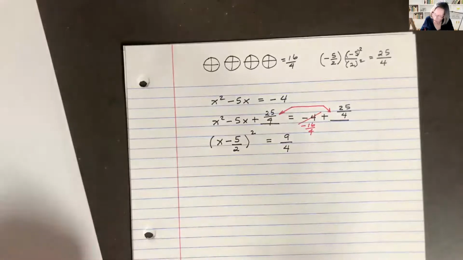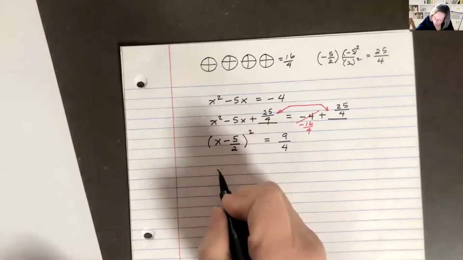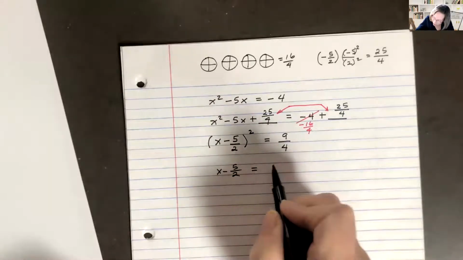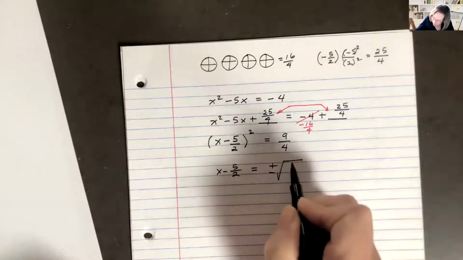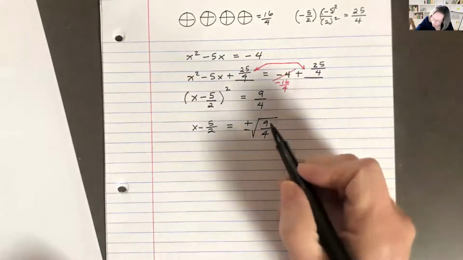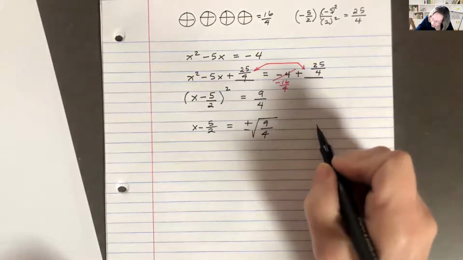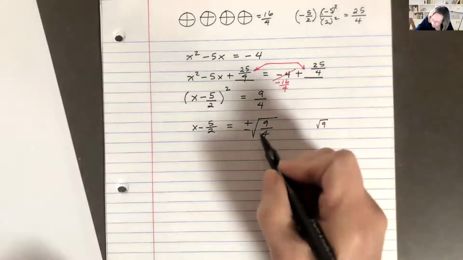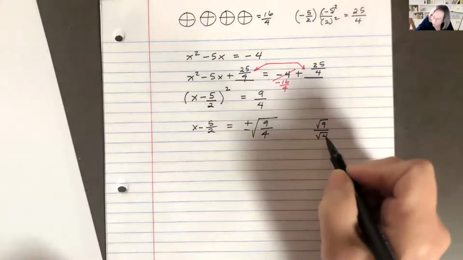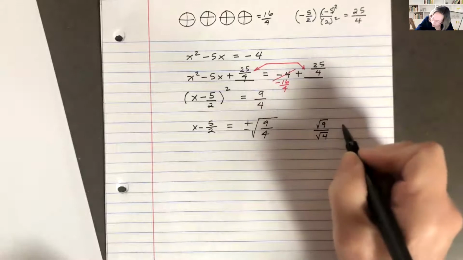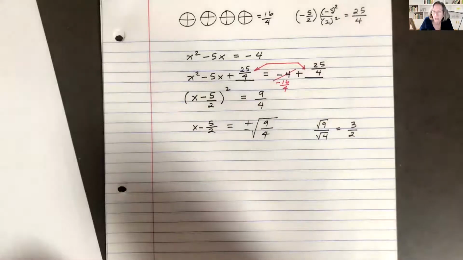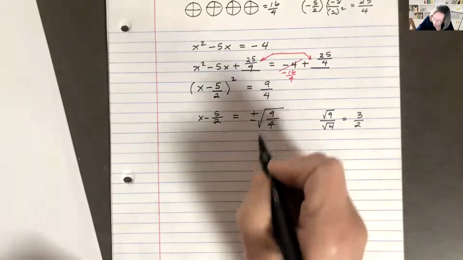So on the left side, this squared, the square root is just that factor, x minus 5/2, equals on the right side, positive and negative square root of 9 fourths. Okay, kind of thankfully, 9 and 4 are both perfect squares. This is equivalent to, because I can break a fraction apart or put them together under a radical, the square root of 9 over the square root of 4. Square root of 9 is a positive 3. Square root of 4 is a 2. So I have 3/2.